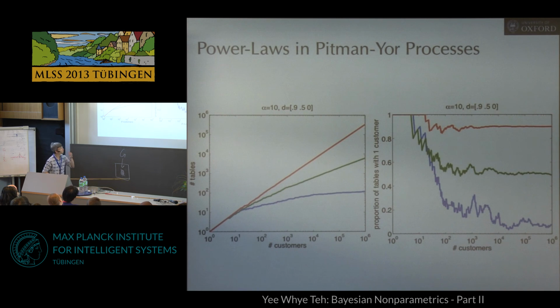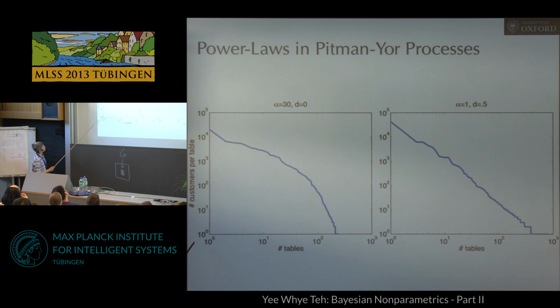Yep. So you can look at the growth of the number of tables as the number of customers grows on a log-log plot. And you can see that the Dirichlet process asymptotes to a line with a gradient of 0. But the Pitman-Yor process asymptotes to straight lines with positive gradients, which is one of the power laws that we see.